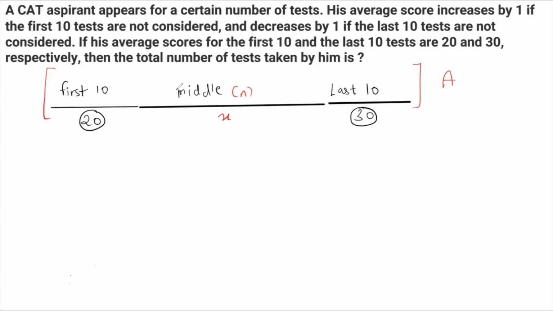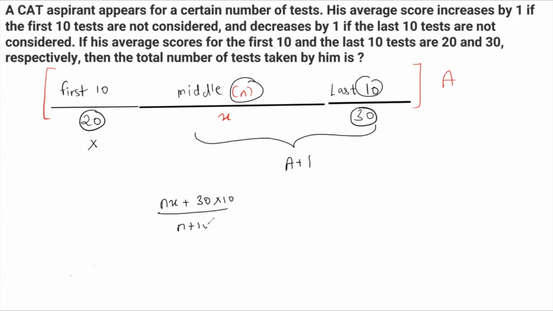So as per the question, if the first 10 tests are not considered, the average score increases by 1. That means for the middle n and the last 10 tests, the average is 1 more than A, or it is A plus 1. Let us write an equation for this using the weighted average concept. For the middle n tests, the average is x, and for the last 10 tests, the average is 30. The weighted average (n into x plus 30 into 10) divided by (n plus 10) is 1 more than the average A, that is A plus 1.